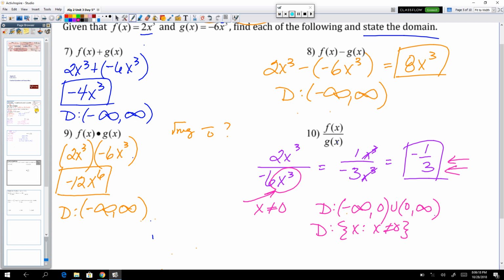Okay, so be super careful about those on your homework and on your quizzes and tests. Anytime during solving, if you're dividing by 0 or taking the square root of a negative, you need to account for that in your domain limitations.